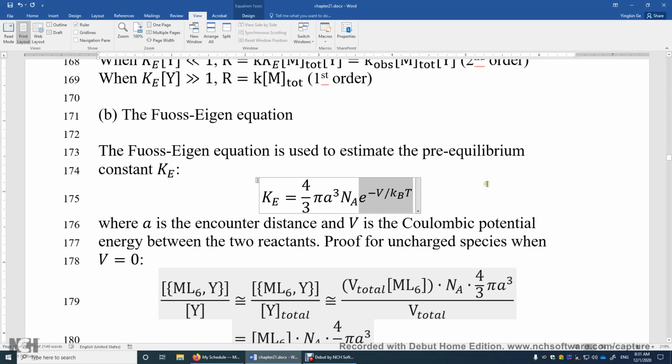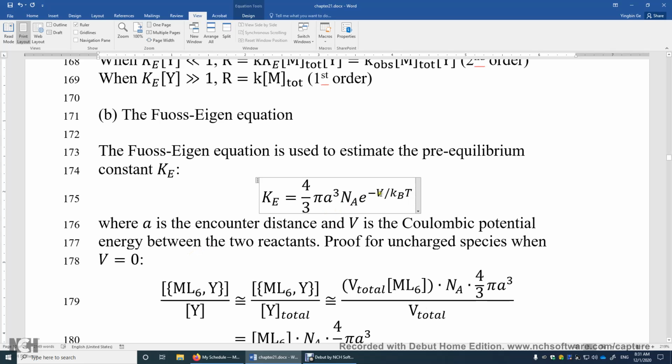Over here, this V is not the volume. This V is the Coulombic potential energy between the two reactants, so between the entering ligand Y and the transition metal complex. The reason is very simple: if these two attract each other, it's favored energetically.